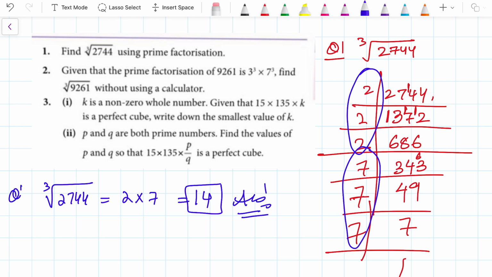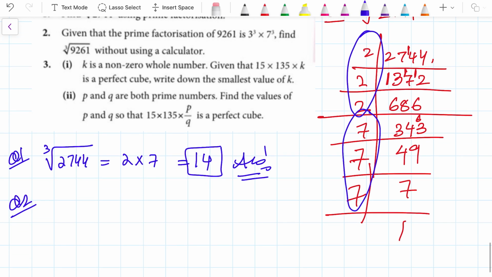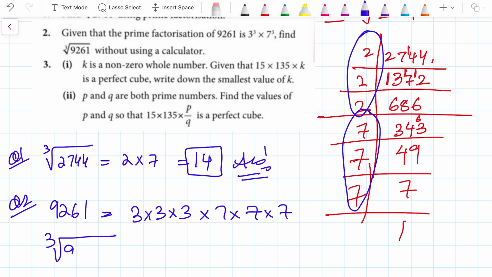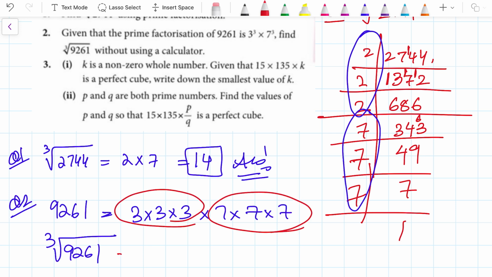Now question number 2. Given that the prime factorization of 9261 is, over here they've given you the prime factorization. I'm writing the expanded form. Find the cube root of 9261. Make cubes. So it becomes 3 into 7, which is 21.